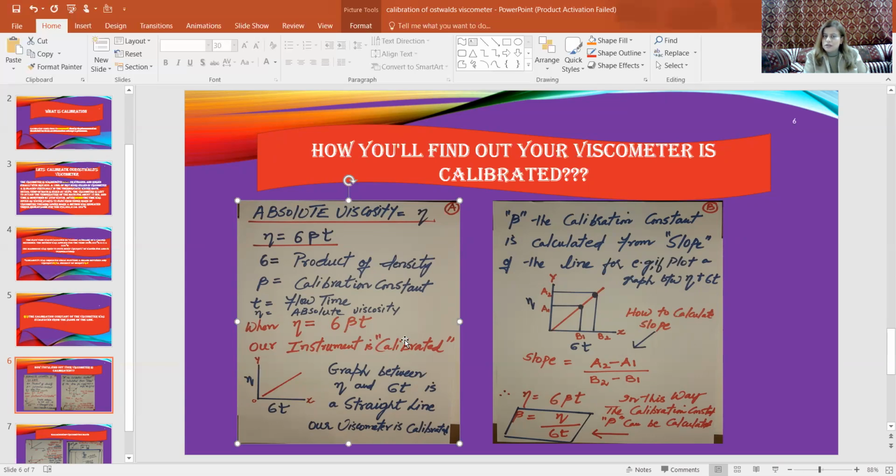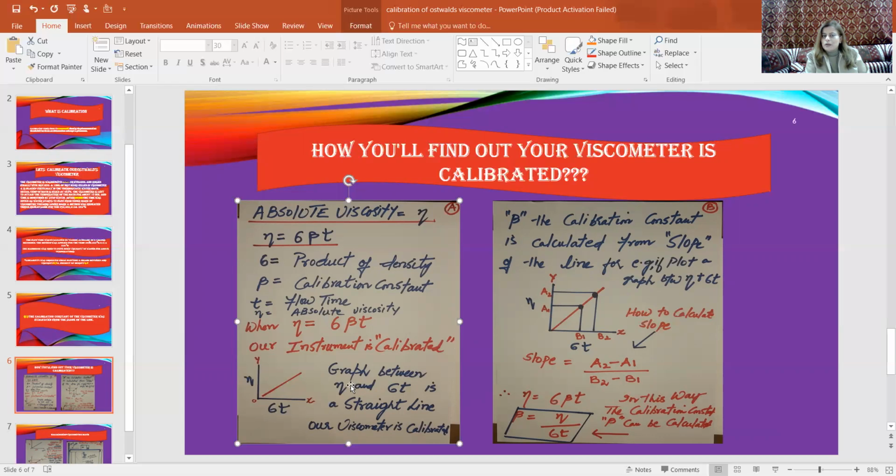that you will get the confirmation when you have a straight line, when you plot a graph. So here again, I plotted the graph again and again so that you will memorize it easily. The graph is plotted between X and Y axis: absolute viscosity eta on the Y axis and rho t on the X axis, and here it's 0 right now. Now you can see a straight line.